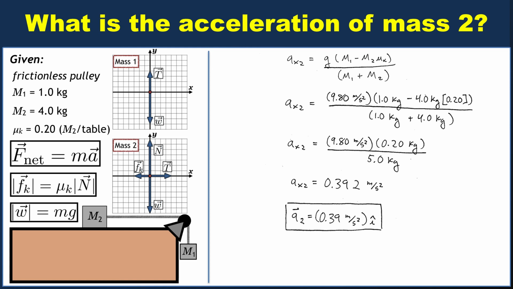The nice thing about pulley problems, and maybe the only nice thing, is that once we know the acceleration of mass 2, we immediately know the acceleration of mass 1. We have the same magnitude, but it'll be in the negative j hat direction, so a1 vector equals minus 0.39 meters per second squared j hat.